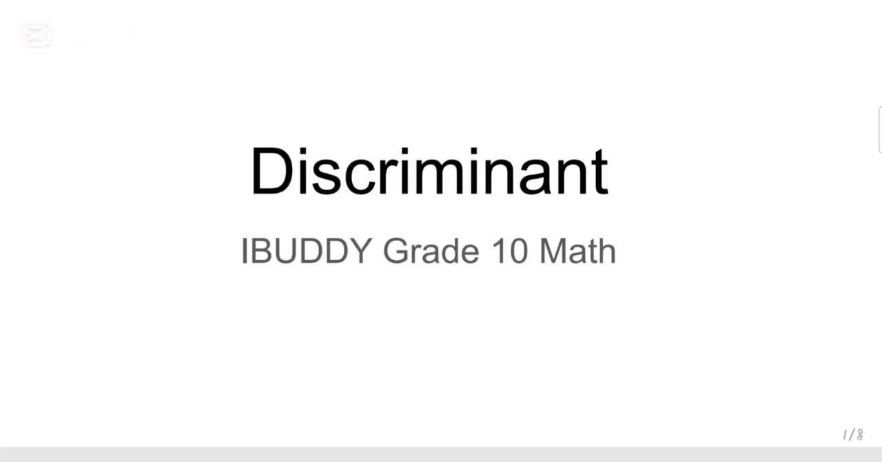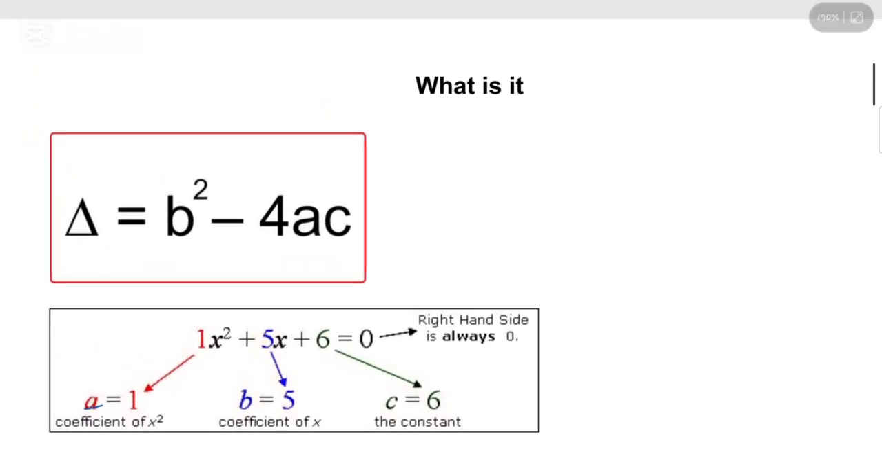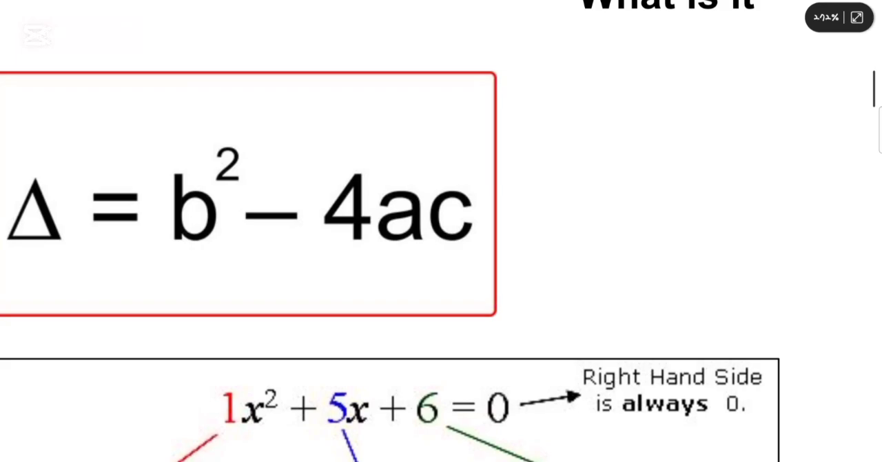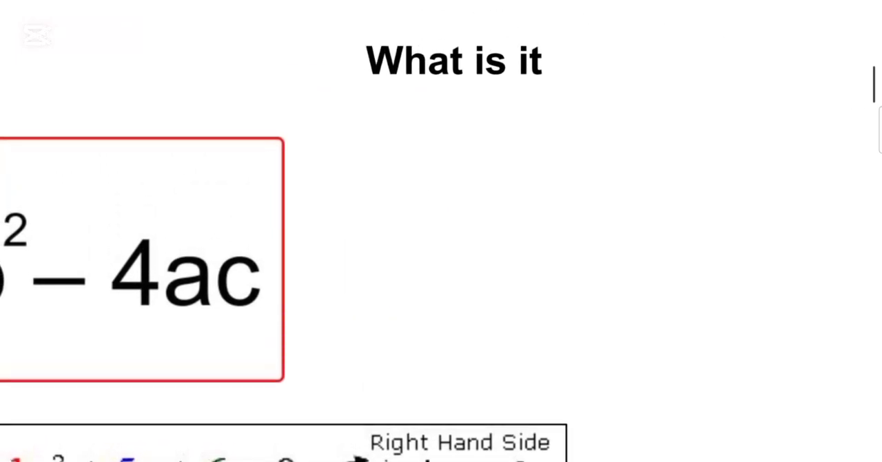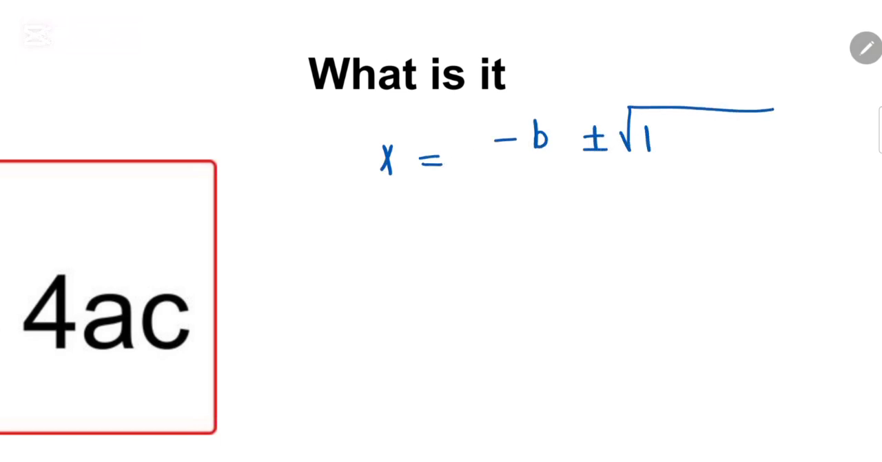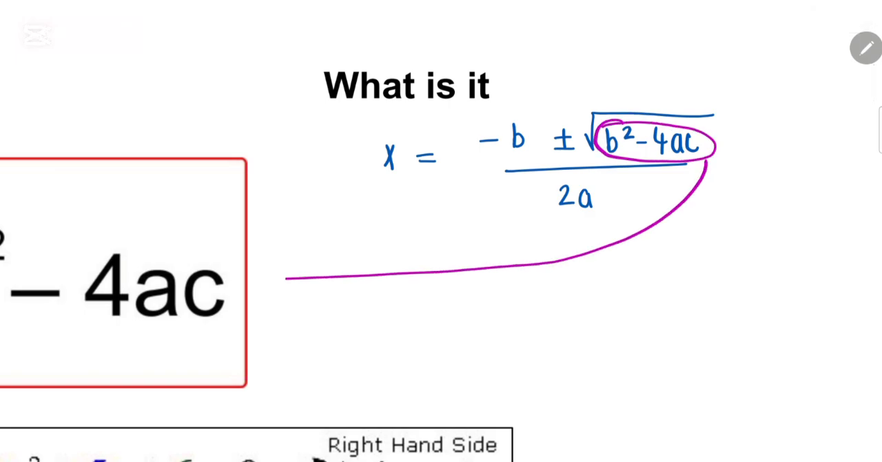Today we will be talking about discriminant and nature of roots. So what is a discriminant? A discriminant is b squared minus 4ac. If you have watched the quadratic formula lesson, you know that the quadratic formula is this. Basically, the discriminant is the thing inside the square root, right?